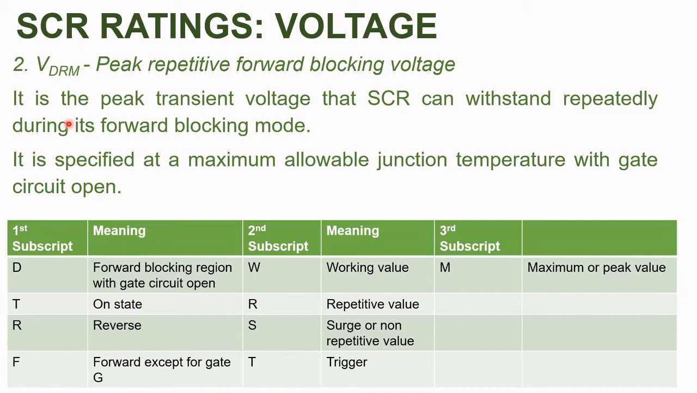This value is usually a transient value. It is specified at a maximum junction temperature with gate circuit open. If the temperature of the SCR is increased beyond maximum allowable junction temperature, then this value will not stand true.